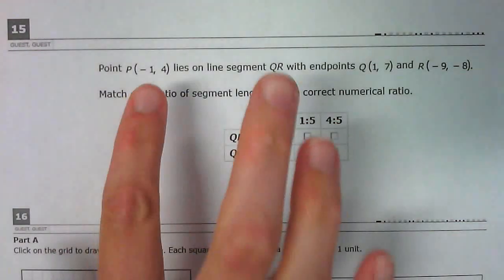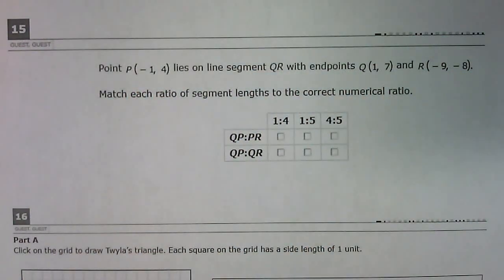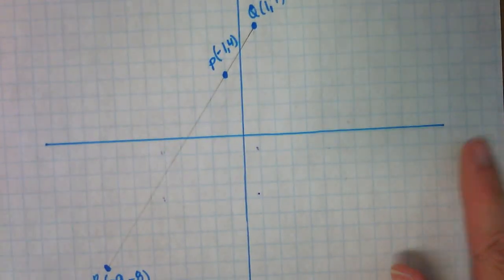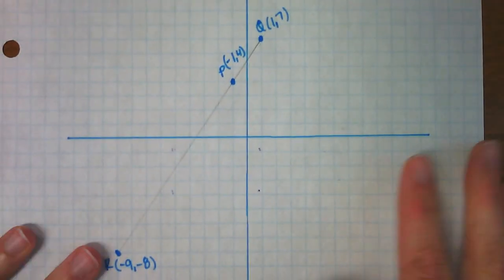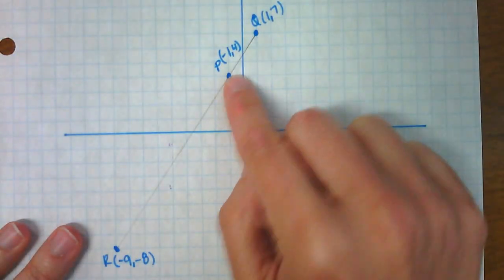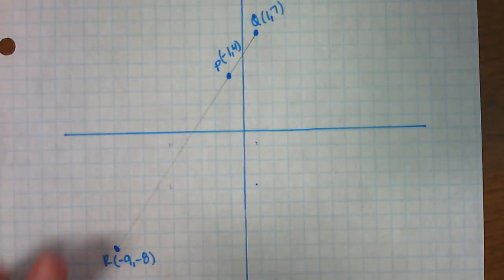So anytime you have these coordinates, it is helpful to draw on your graph paper. Remember that you get graph paper on the back of your work folder. So here are our points graphed on our coordinate grid. Okay, we have Q, P, and R. Once you have that graph, this question is going to be a lot easier to deal with.